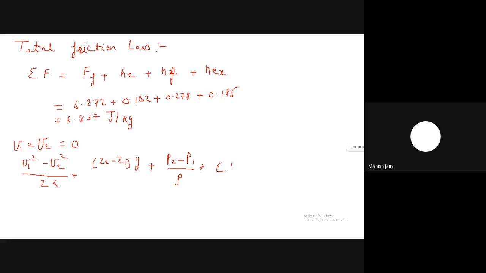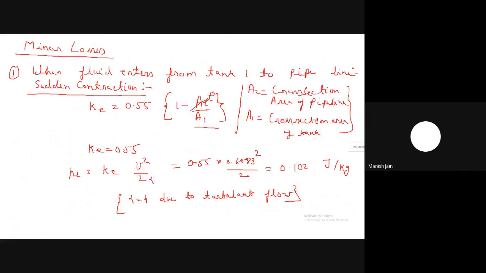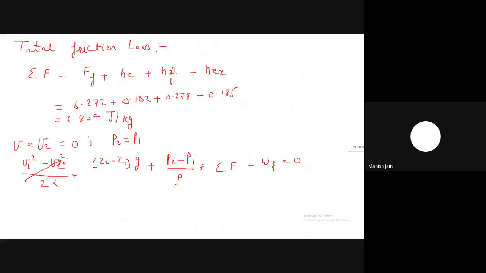plus sigma F minus W equal to 0, and force equal to 0. Okay. Now this value, the difference in the kinetic energy, will be equal to 0 because V2 equals V1. Similarly, you can also say P2 equals P1 because both points, point 1 and point 2, are at atmospheric pressure. So the pressures are equal at these 2 points, so P2 minus P1 equals 0.